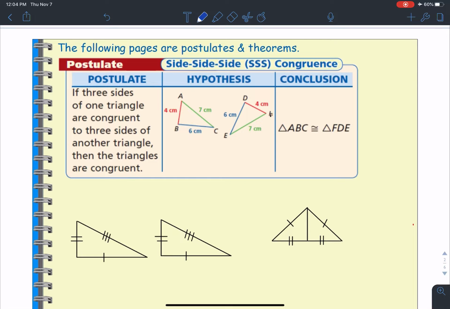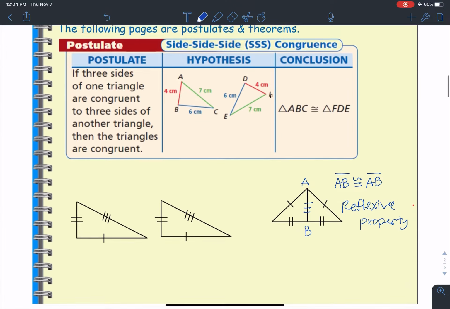If you are given all three sides of each triangle and they are all congruent, then you are going to have congruent triangles. So you can see the picture at the bottom left where all three sides are given congruent. And you can see the picture on the right where only two sides are congruent. So you have to assume that this middle side is congruent to itself. So if this was AB, you could say that AB is congruent to AB by the reflexive property. So these would be congruent.